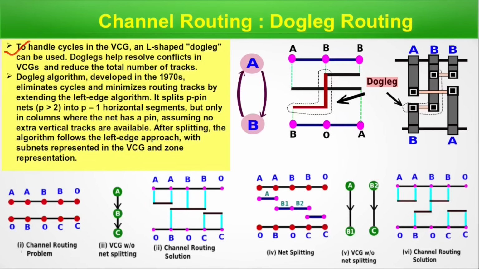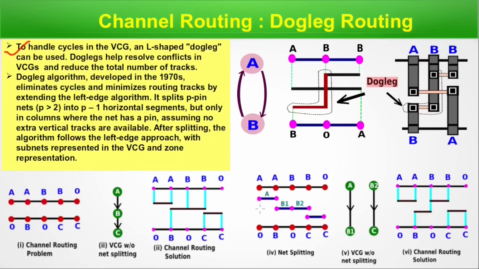This is a channel routing problem. It is vertically constrained: from A to B, the connection comes vertically from the lower column. So it's a vertically constrained situation, a channel routing issue. Now the VCG without net splitting: C is at the bottom, net B must be above it and net A must be above that. Now the channel routing solution is like this. A is connected, now B must be connected like this and C like that. And now look at how many tracks are used.